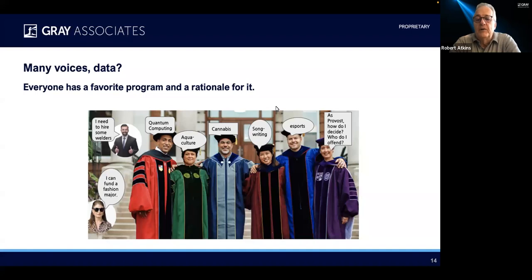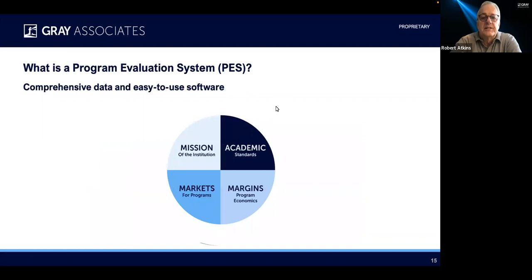Faculty are very creative, your alumni are creative, your local employers are creative, and they're all coming to you saying, why don't we do this? And that raises the question of, how do we actually decide which of those are good ideas? We would suggest that's where the program evaluation system comes in.